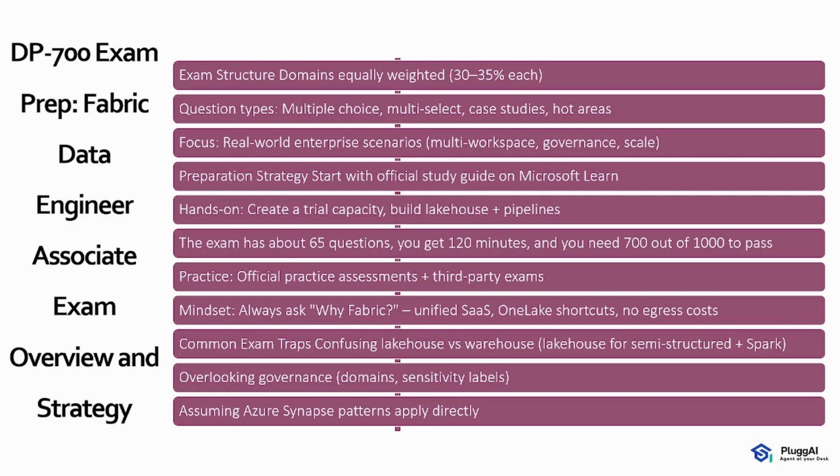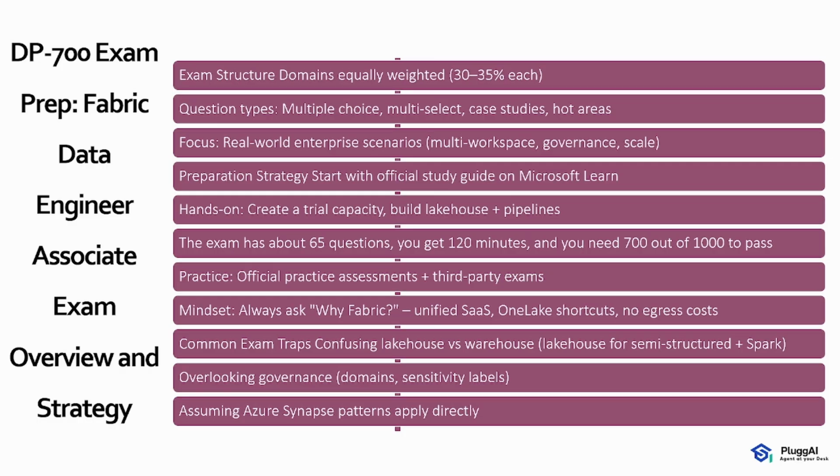The exam has about 65 questions. You get 120 minutes and you need 700 out of 1,000 to pass. It's split pretty evenly into 3 domains, each around 30 to 35%, covering implementing and managing analytics solutions, ingesting and transforming data, and monitoring plus optimizing. Questions are scenario heavy, multiple choice, multi-select, even some hot areas and case studies where you have to think like a data engineer in a big company.